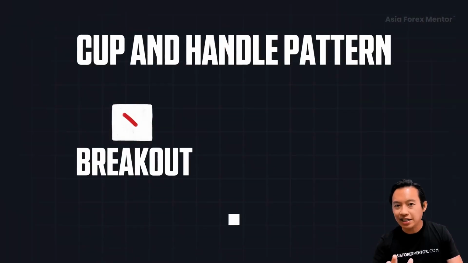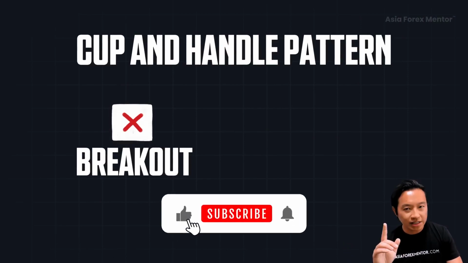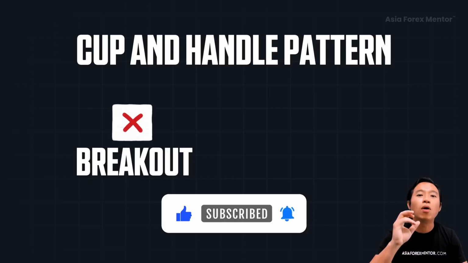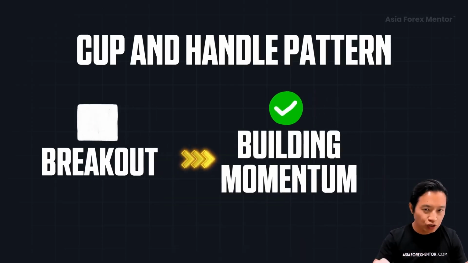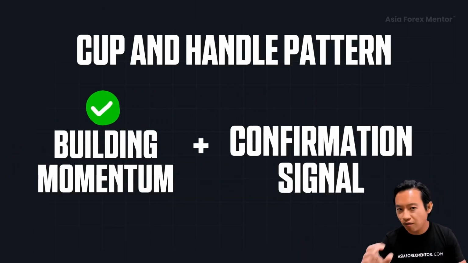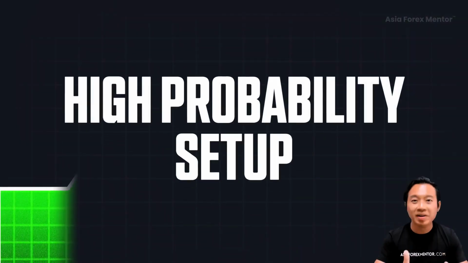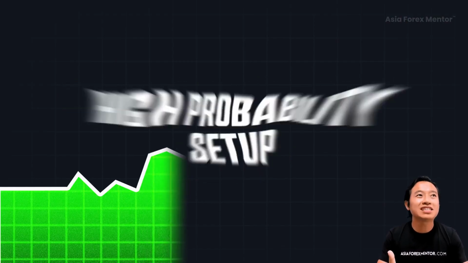The cup and handle isn't just about the breakout. What is important is that this setup is about building momentum. So when you combine this with the right confirmation signal, it's going to give you a high probability trade setup. And it's not just like you enter a trade and hope that it will work. This is going to be a high probability trading setup.